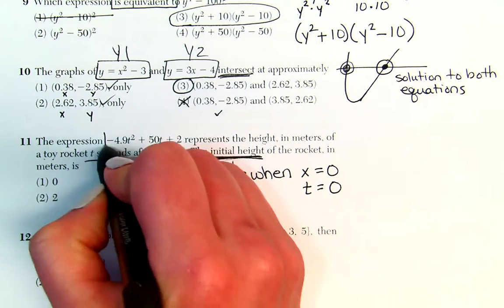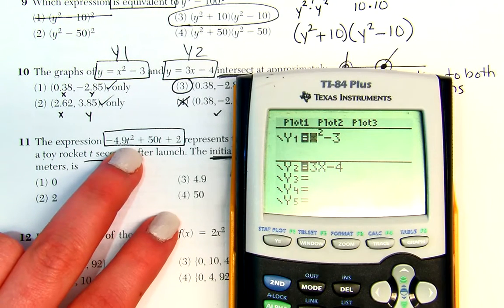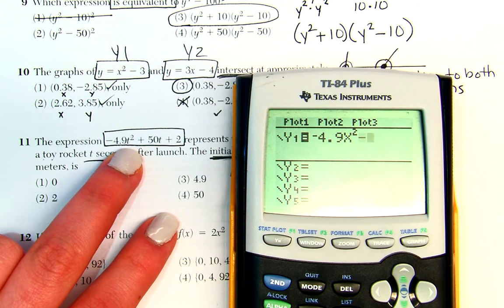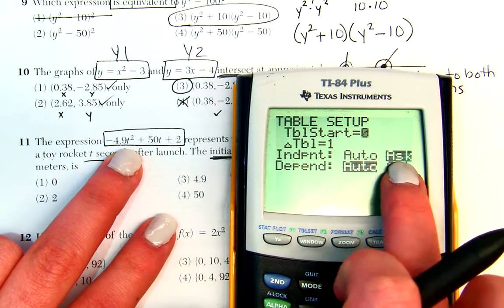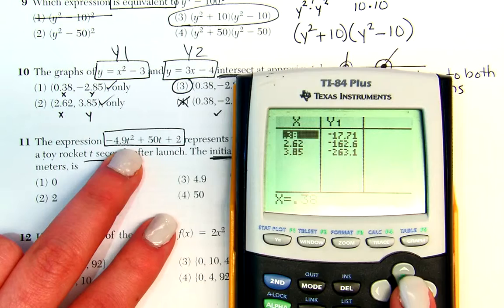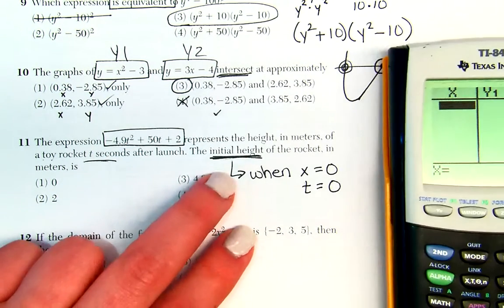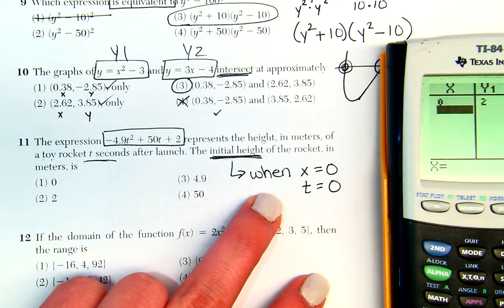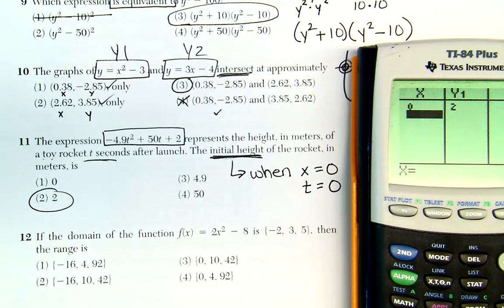So I can put this into y1 and take a look at what it would be if I plugged in 0. So I'm going to clear these out, type in negative 4.9x squared plus 50x plus 2. Remember, we always use x's in the graphing calculator. Second window to check and make sure I'm still in ask mode. And then go to the table. I already have some things in here. I can press delete to get rid of them. And I want to see the initial height of the rocket in meters is, so I'm going to type in 0. What is the initial height? 2. Alrighty.